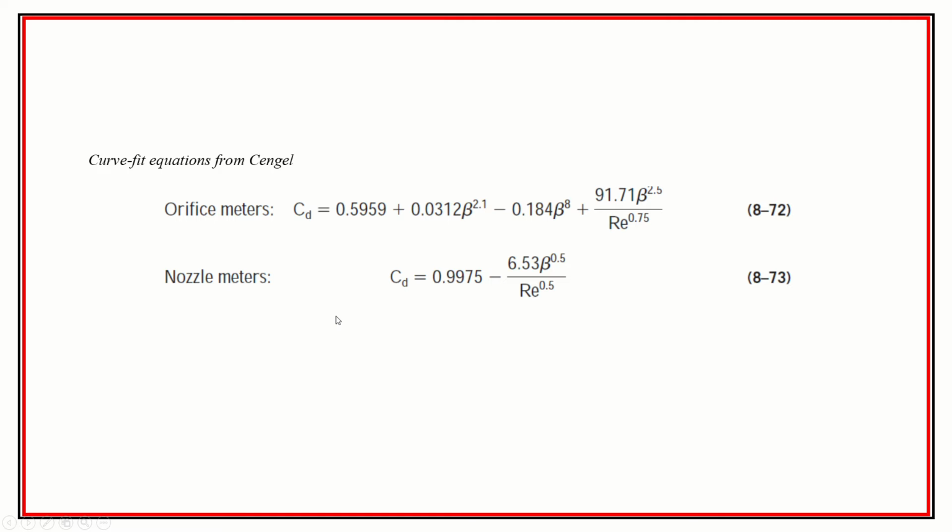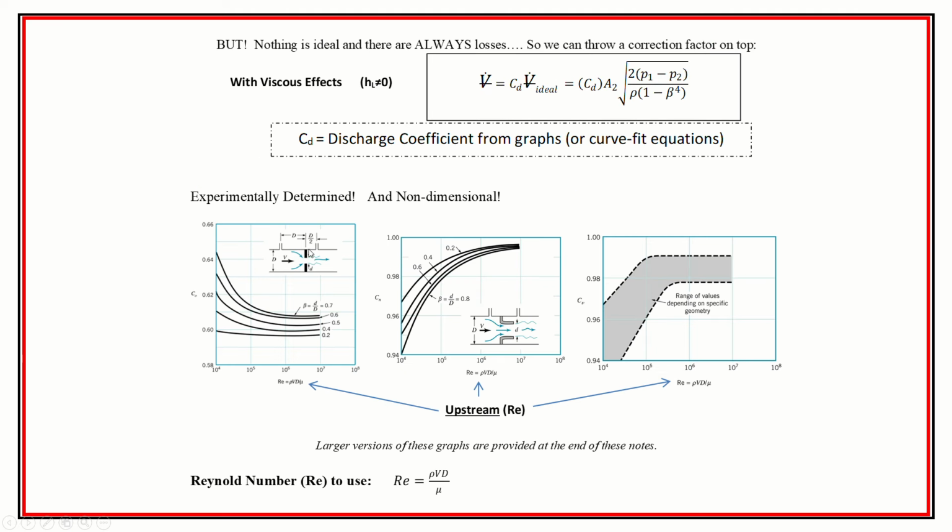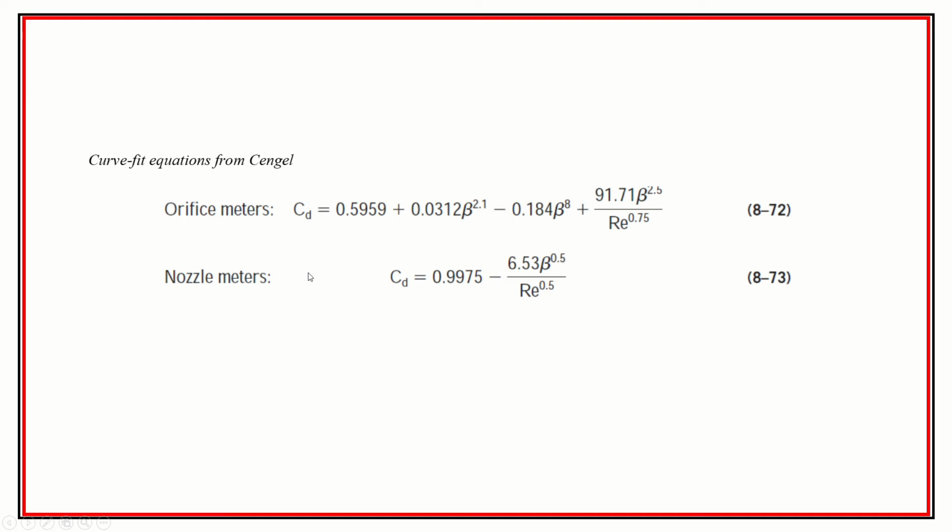Okay, so also in Cengel, instead of using those curves, they have provided these equations. So instead of using the orifice or the nozzle graphs, you can plug in the betas right here, and that's a beta to the 2.5, by the way. I cut off the top of the 2.5 for some reason. This is equation 8-72, so you should have the book and be able to put that in there. So I have the betas put in there, and they have the Reynolds number. And the same thing is true for the nozzle.